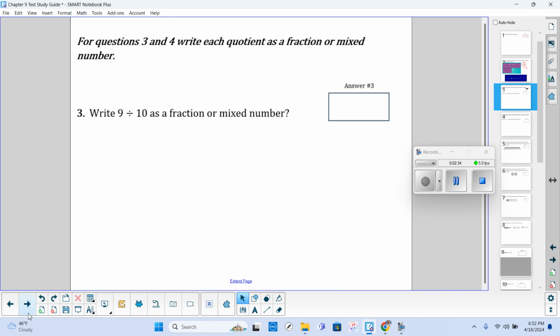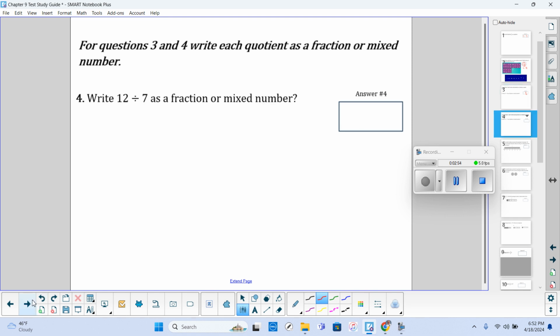Number 3, write 9/10 as a fraction or mixed number. Well, 9 divided by 10 is going to be a number less than 1, meaning that it's just a plain old fraction, 9 over 10, 9/10.